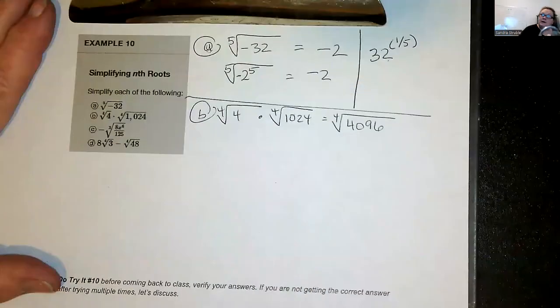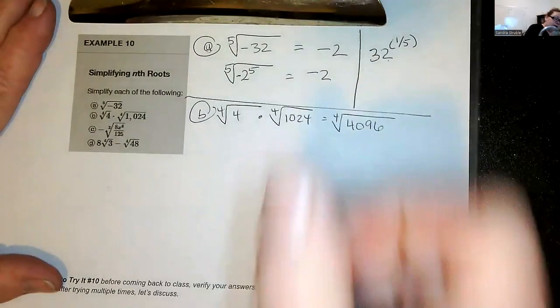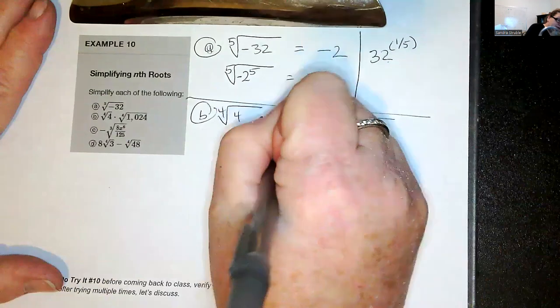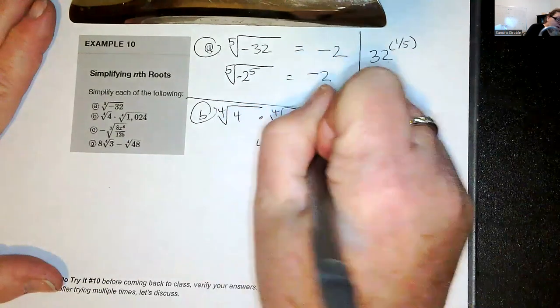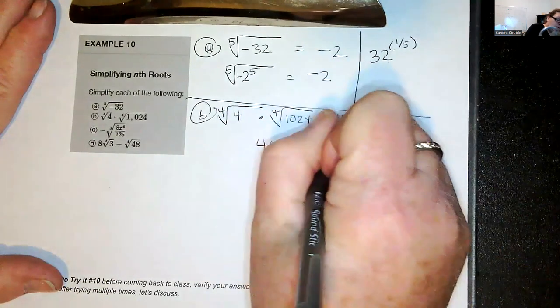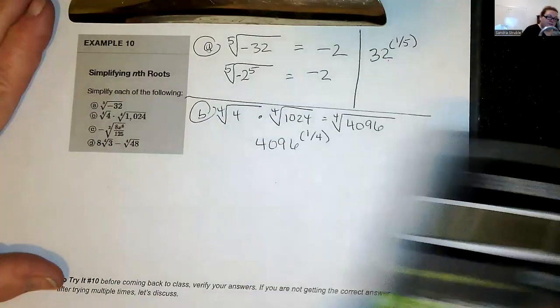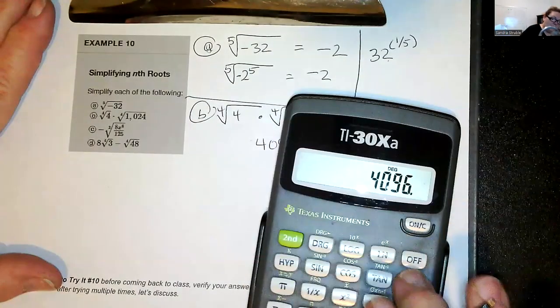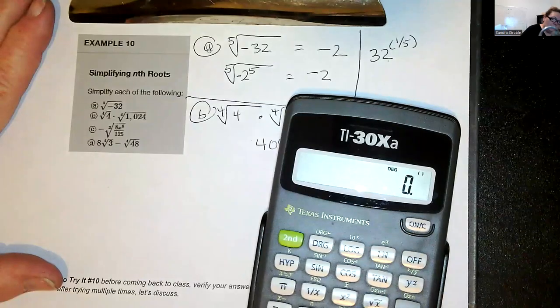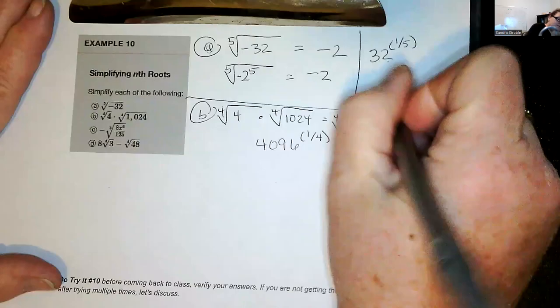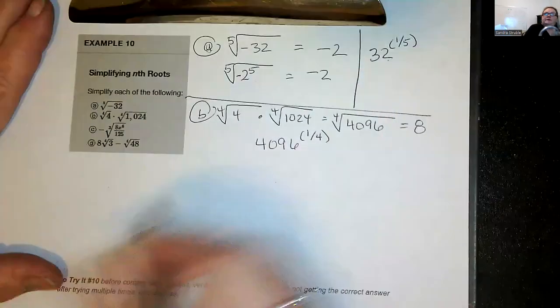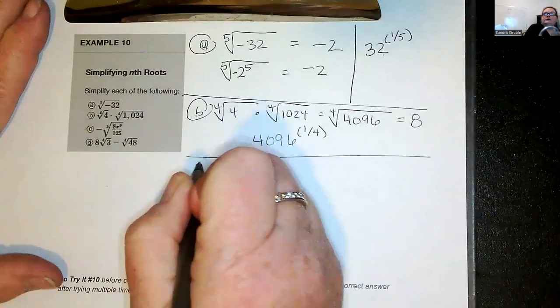Now, what I'm going to do in my calculator to find out what the 4th root of that is: 4096, and then raise it to the power of 1 divided by 4, power over root. So raise it to the power of, open parenthesis, 1 divided by 4, close parenthesis, equals. And the answer is 8. Okay.